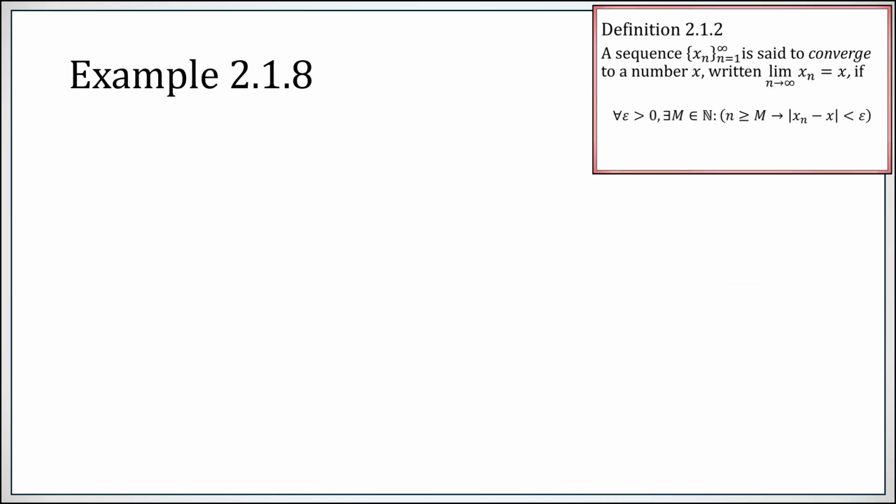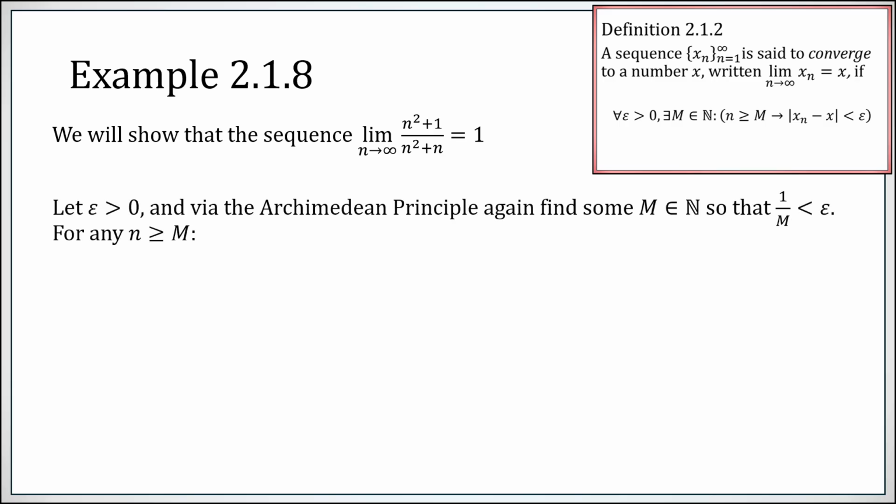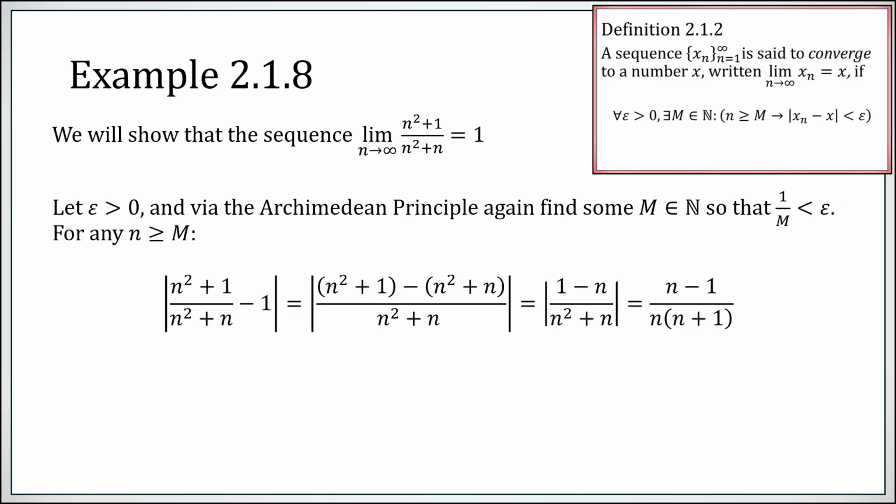Now let's look at example 2.1.8. Look at the sequence n squared plus 1 over n squared plus n. We're going to show that the limit is 1. So let epsilon be positive. Again, knowing this definition is crucial in proving things. We want to prove something holds for every positive epsilon, so let epsilon be positive. Again, we're going to use the Archimedean principle to find a capital M so that 1 over M is less than epsilon. Now, if n is bigger than or equal to that, we work through the following steps.